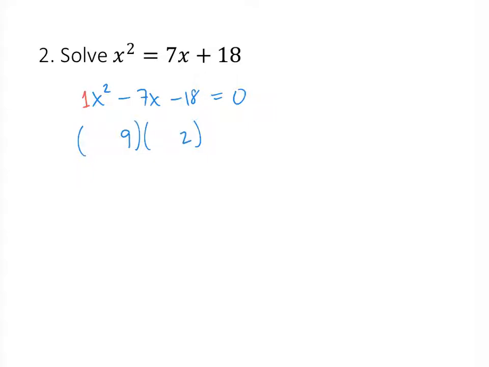Since the 7 is negative, we want the bigger number to be negative and the smaller number to be positive. So there's our factored expression. And that gives us 2 solutions, either x minus 9 equals 0 or x plus 2 equals 0. So x equals 9 or x equals -2.